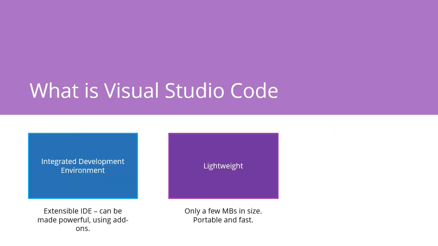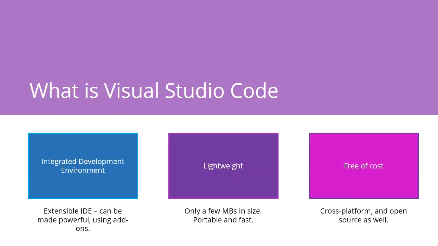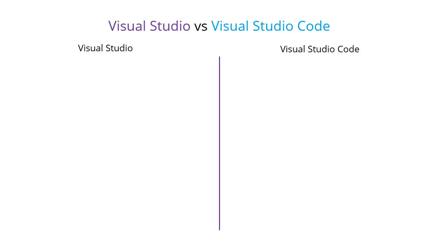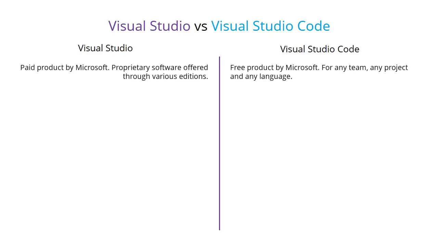It is a very lightweight IDE, and you can run it on any platform that you use such as Microsoft Windows, Linux or Mac OS. Although developed and distributed by Microsoft, Visual Studio Code and Visual Studio have some very basic differences. Visual Studio is a proprietary software provided by Microsoft for teams, whereas Visual Studio Code is a free of cost software provided by Microsoft for individuals or teams.